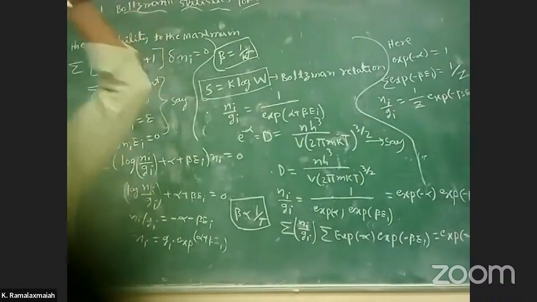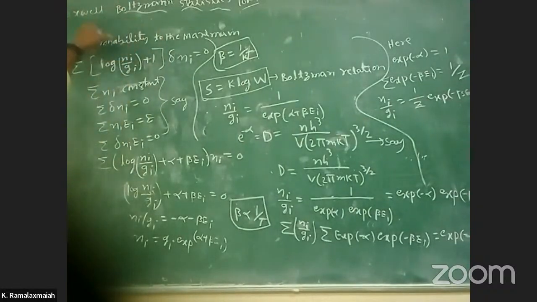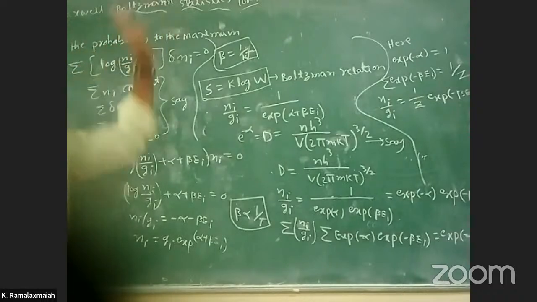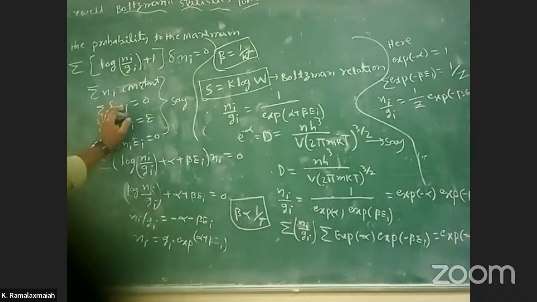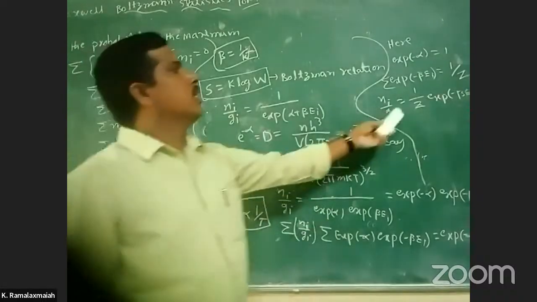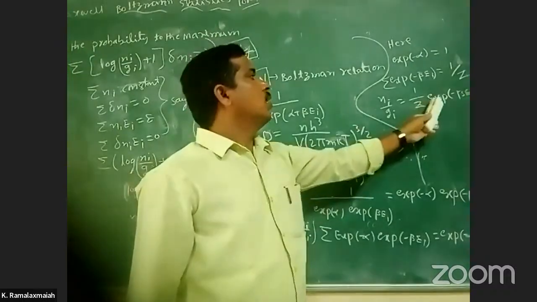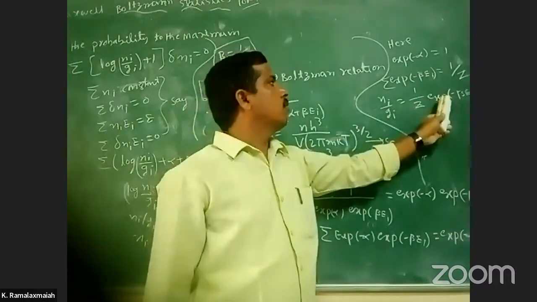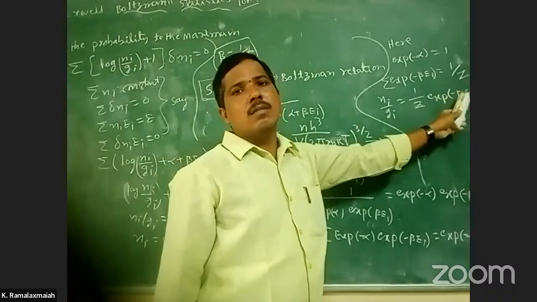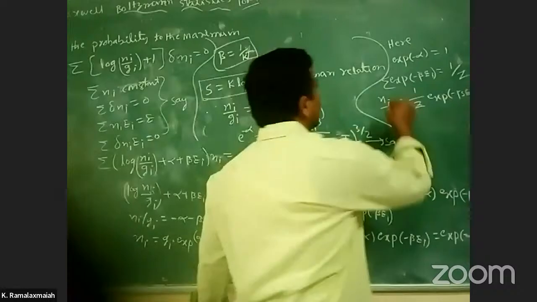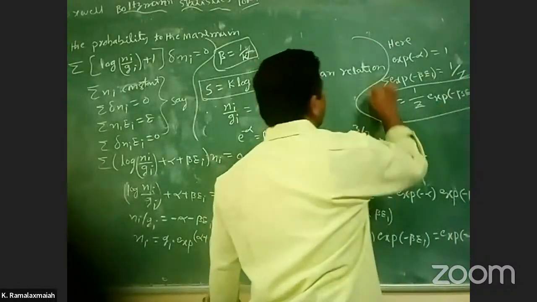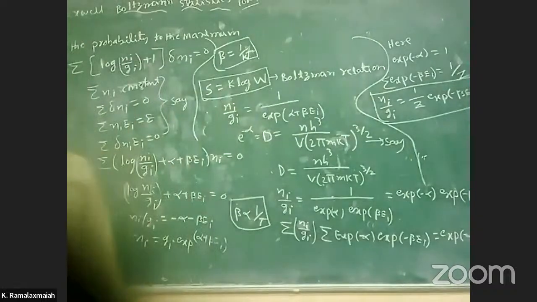In Maxwell Boltzmann statistics, the distribution function ni by gi is given by ni by gi is equal to 1 by Z exponential of minus beta Ei. That is the Boltzmann formula.